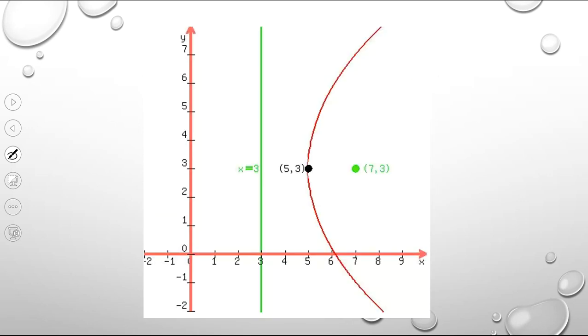Alright, and another example. This one opens sideways, but it's still the same principle. Our focus, notice where it is here at 5, 3. If, let's say, I know the directrix is x equals 3, well, I know the directrix is 2 units away from the vertex, so that must mean the focus is 2 units away from the vertex, but in the other direction. So again, that equal distance information is going to come quite in handy, knowing that.